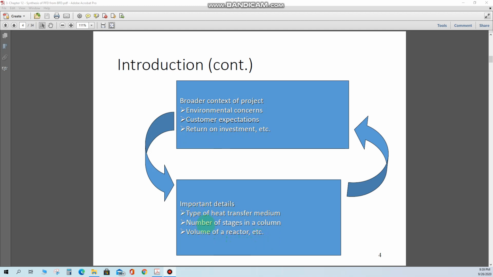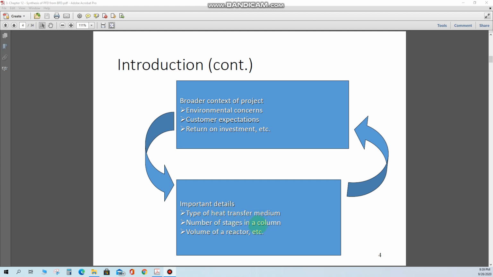Now, to consider these three aspects, we have to consider them in more detail. What are those aspects? The first thing is that for running any process, we need to have some source of energy. So what is that source of energy? Natural gas, coal, some renewable energy, and what kind of heat transfer medium is there? The heat transfer medium, we have to link it with the source of energy and how we are integrating that source of energy in our process.